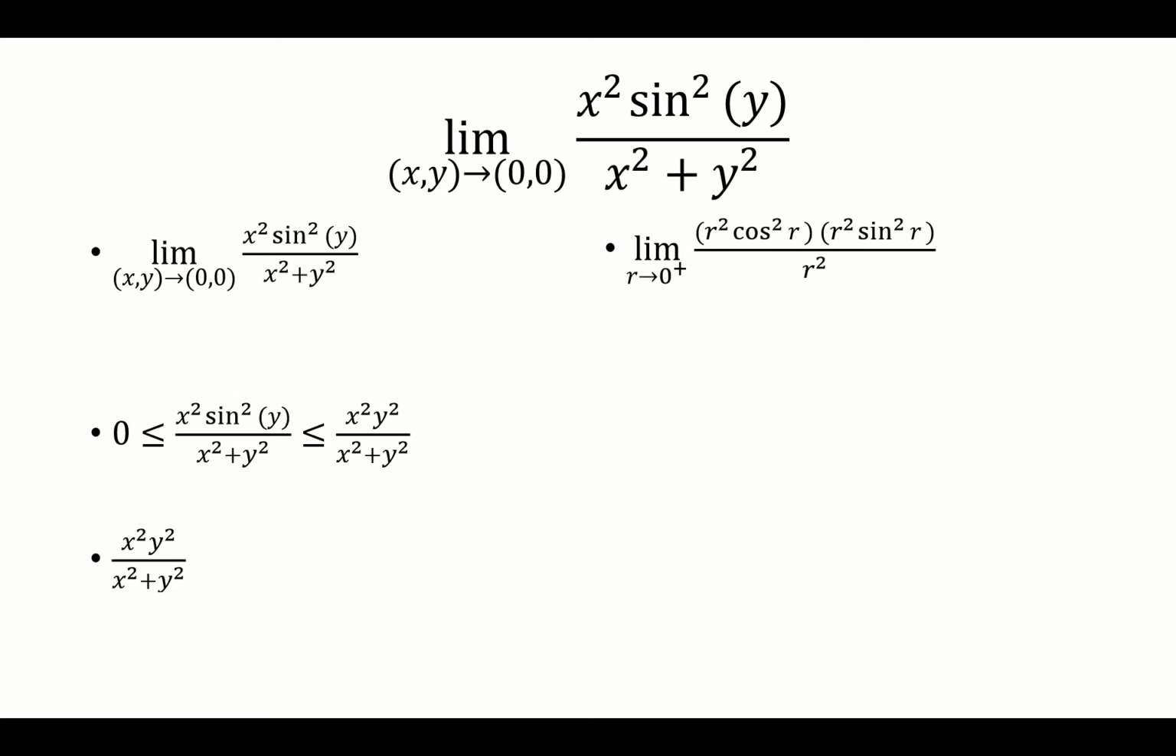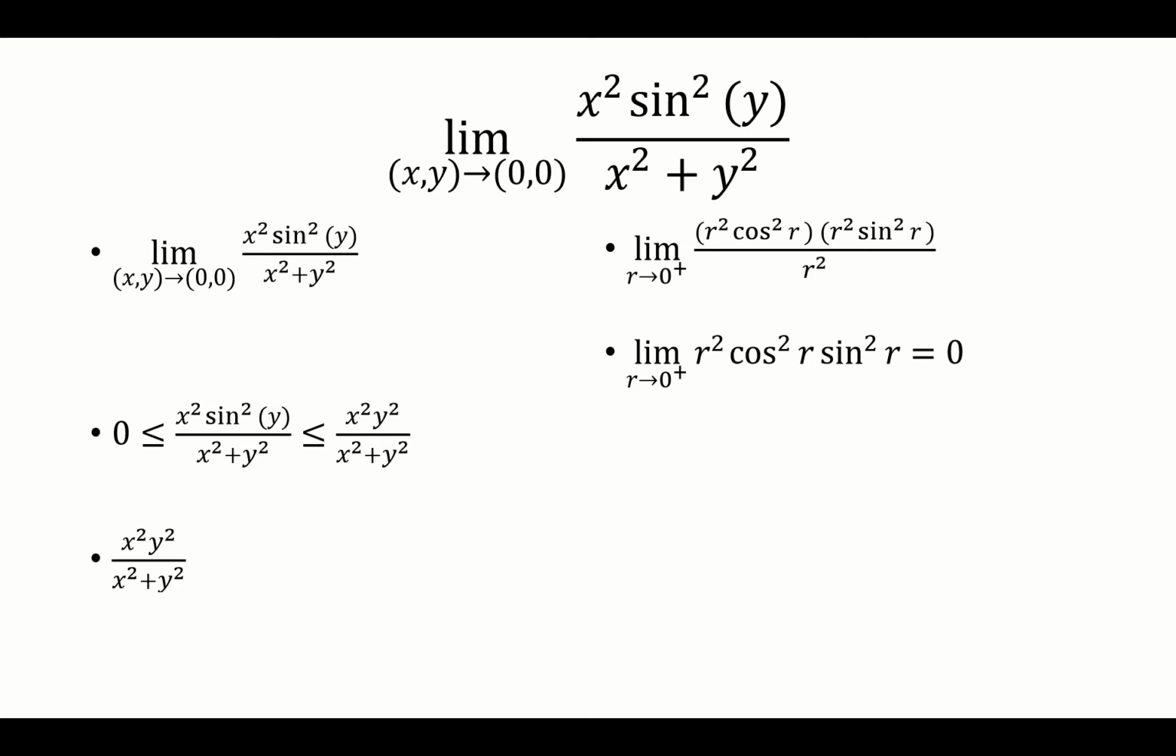x squared is r squared cosine squared theta. y squared is r squared sine squared theta. And then x squared plus y squared is r squared. The r squared from the denominator is going to cancel. And so we're just left with r squared times cosine squared theta times sine squared theta.